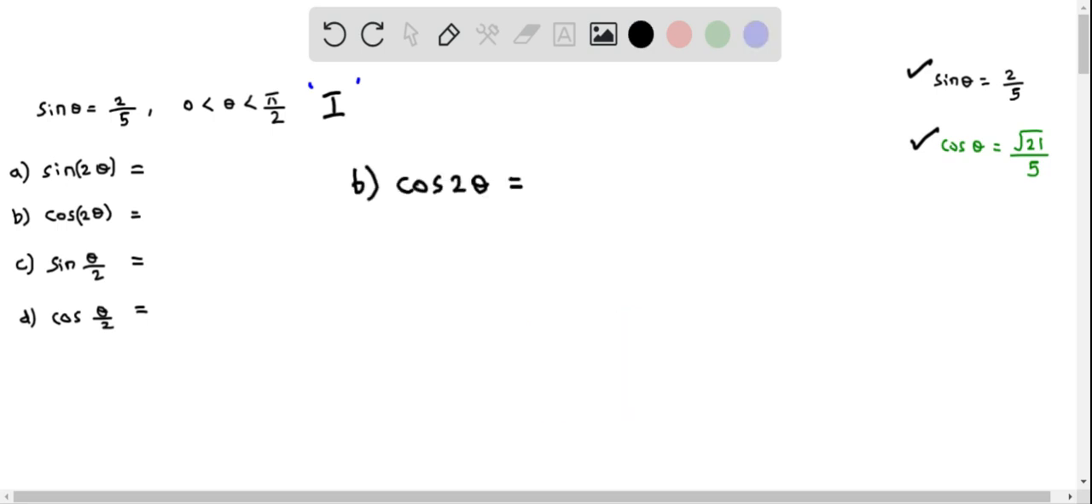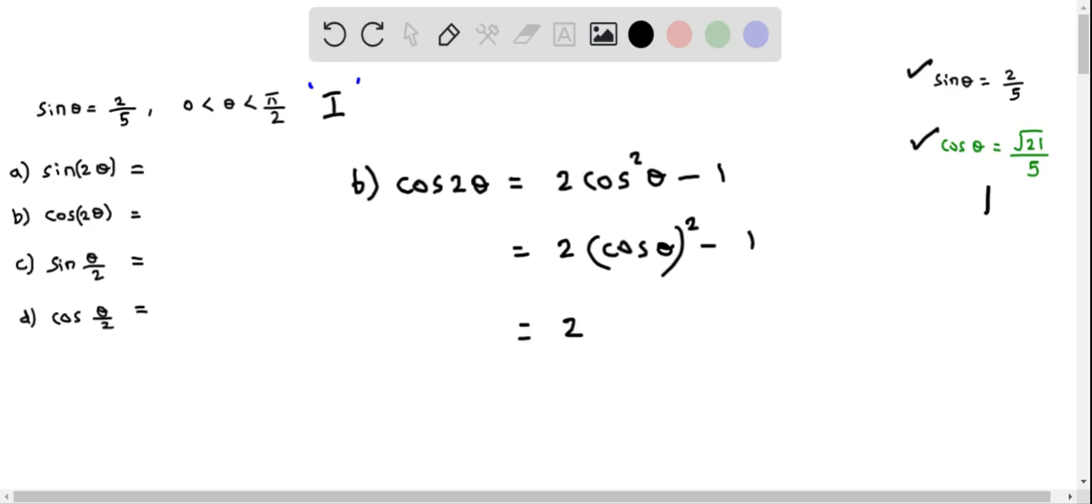Let's do part B now. So we have to find the exact value of cos of 2 theta. Using the double angle identity, I can rewrite this as 2 times cos squared theta minus 1. And this equals 2 times cos theta quantity squared minus 1. We can plug in the value of cos theta, that is square root of 21 over 5. So this becomes 2 times square root of 21 over 5 quantity squared minus 1.